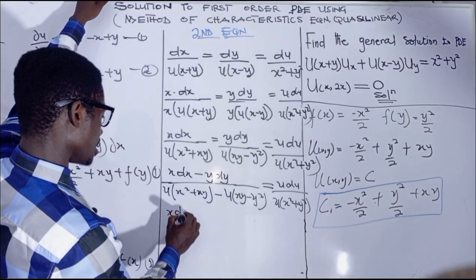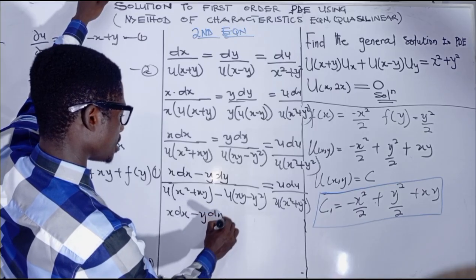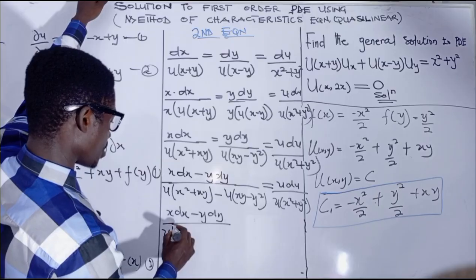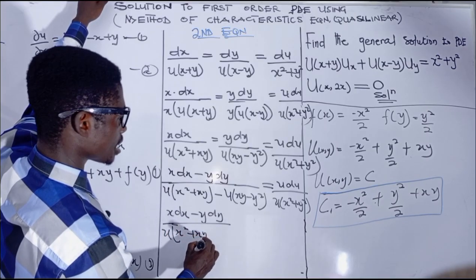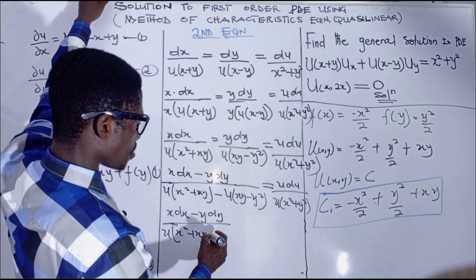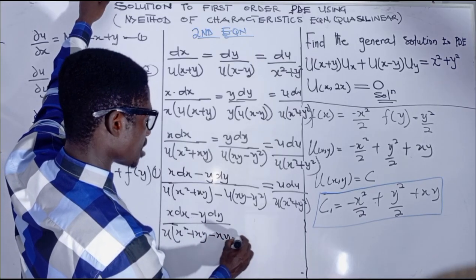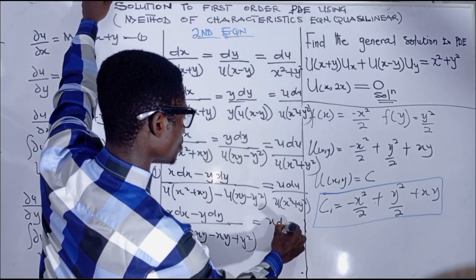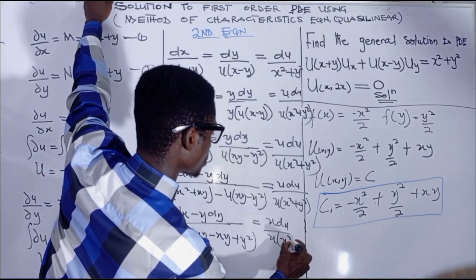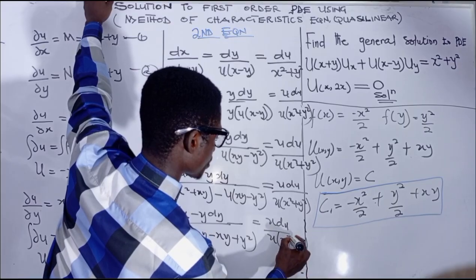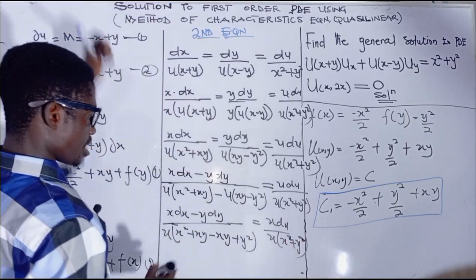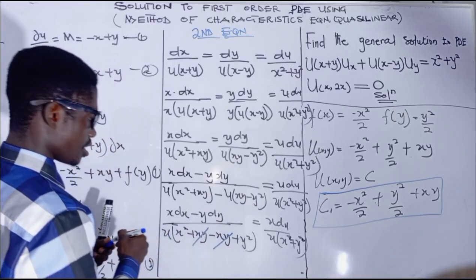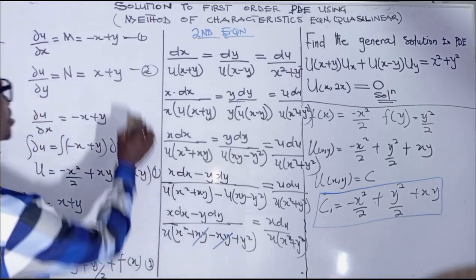So we have our x dx minus y dy all over. Factorizing u out, we are left with x squared plus xy. Let's expand the brackets. We are going to have minus xy plus y squared. And this is equal to u du all over u(x squared plus y squared). So from here, we can see that some of the terms can cancel themselves. This will cancel this.